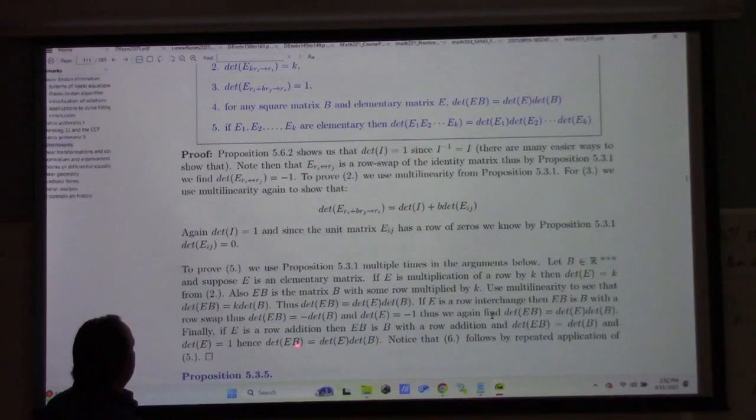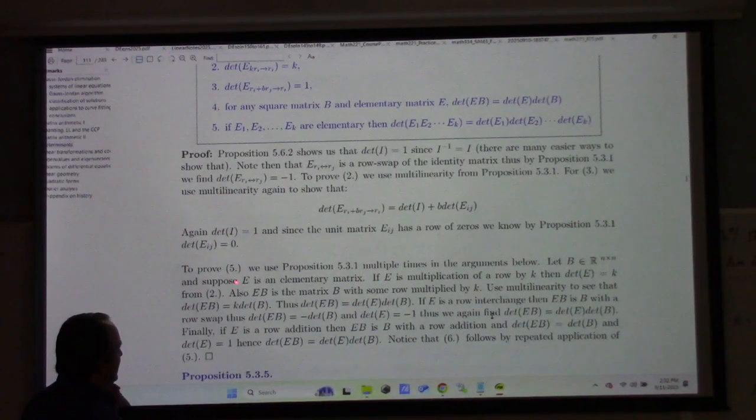Notice that 6 follows by repeated application of 5. Uh-oh, I think something's gotten lost in translation here. Maybe, just maybe, 5 is my 4, and I reformatted this and forgot to reformat the proof. Something's funny going on here.